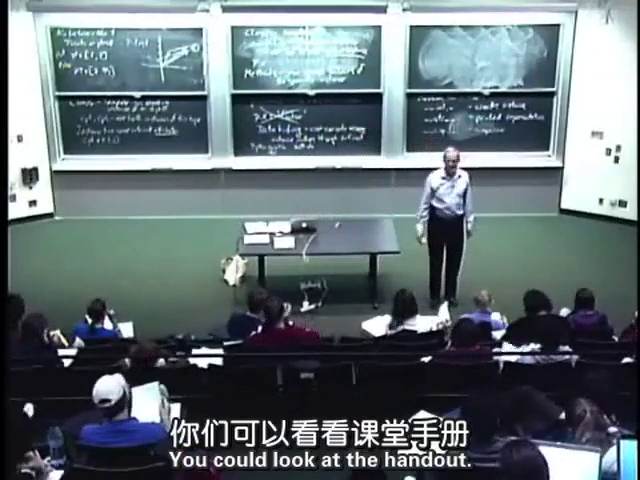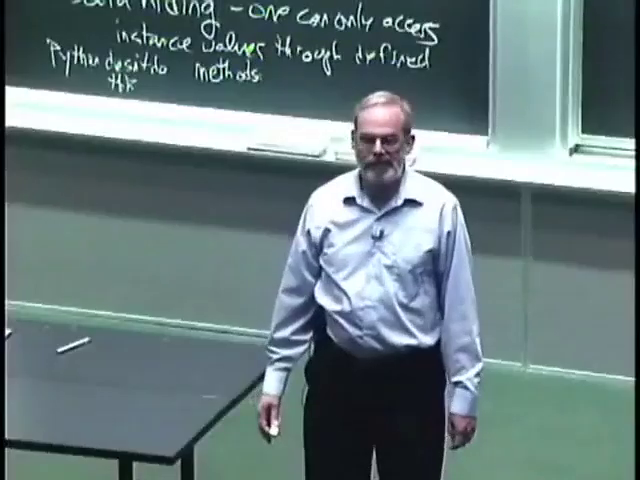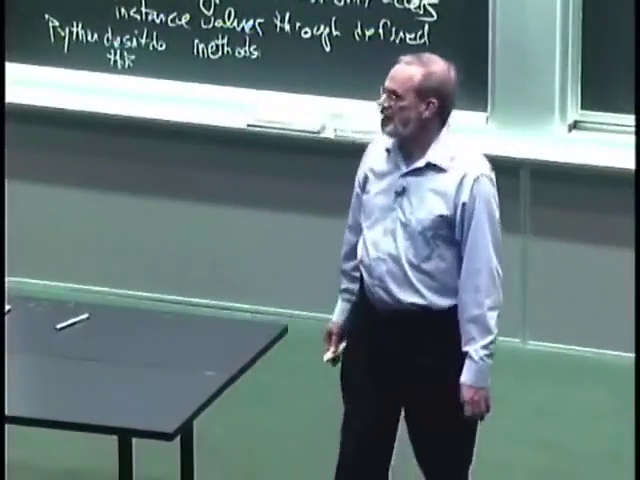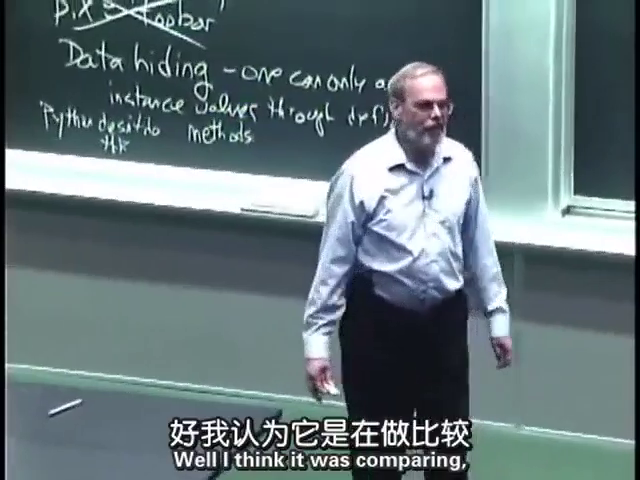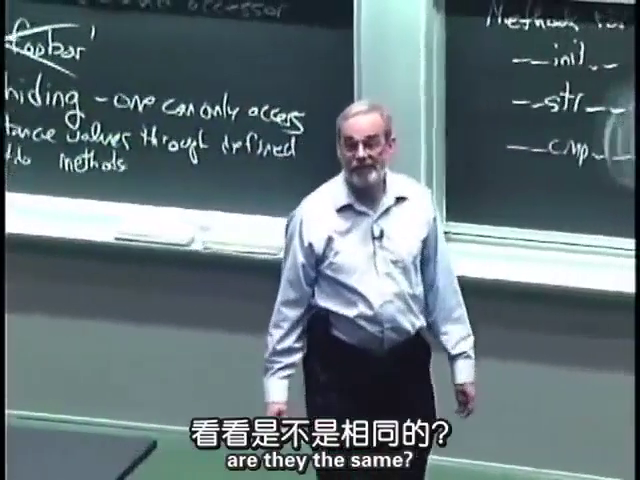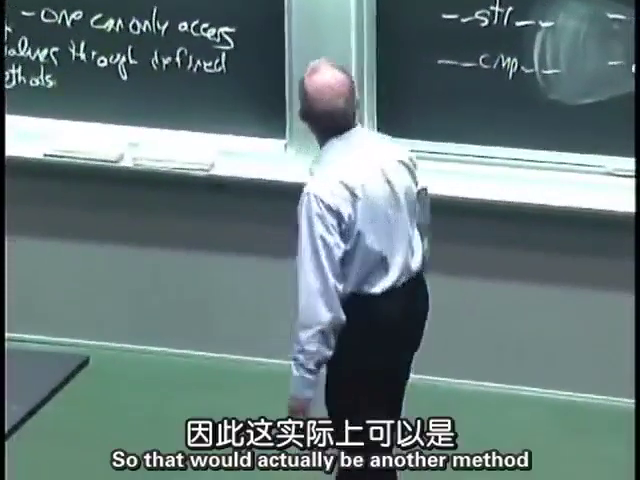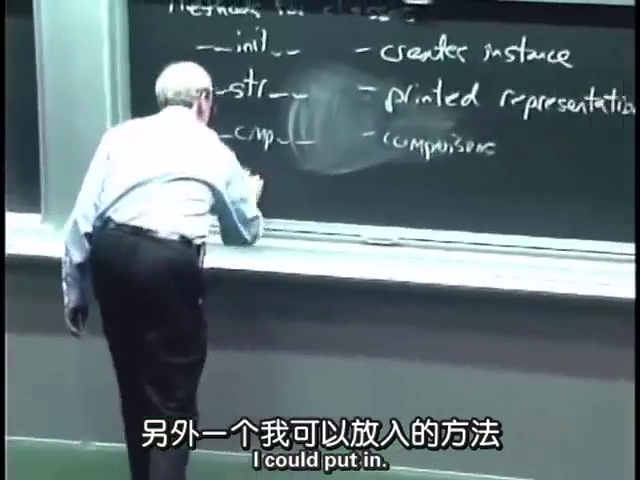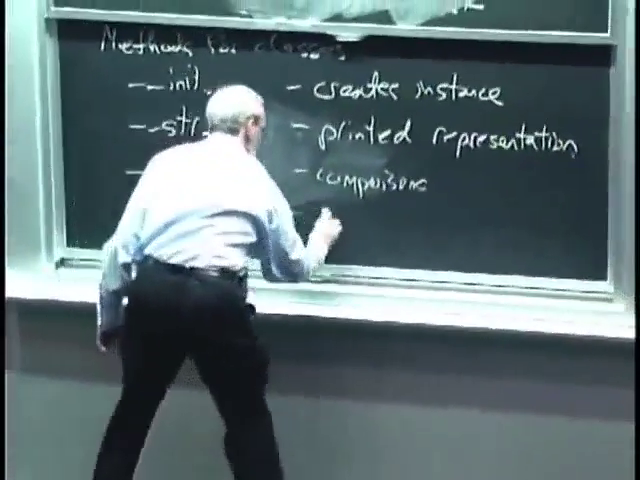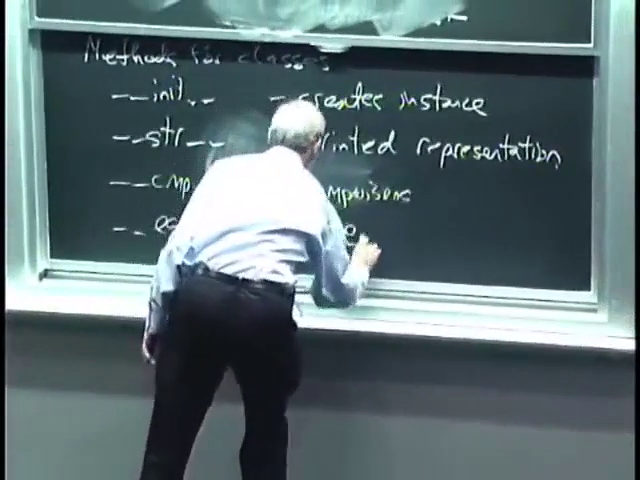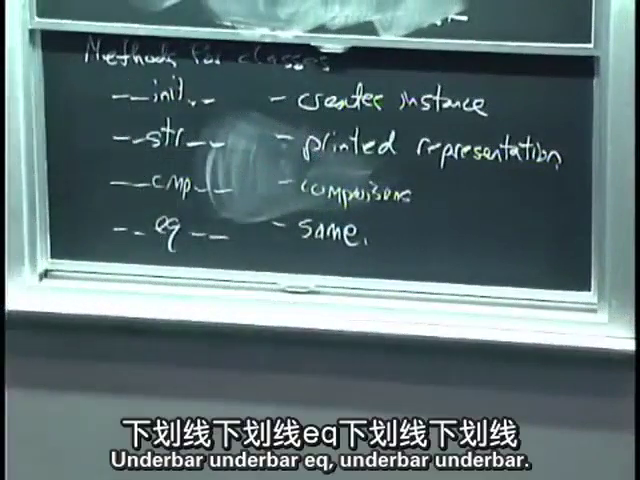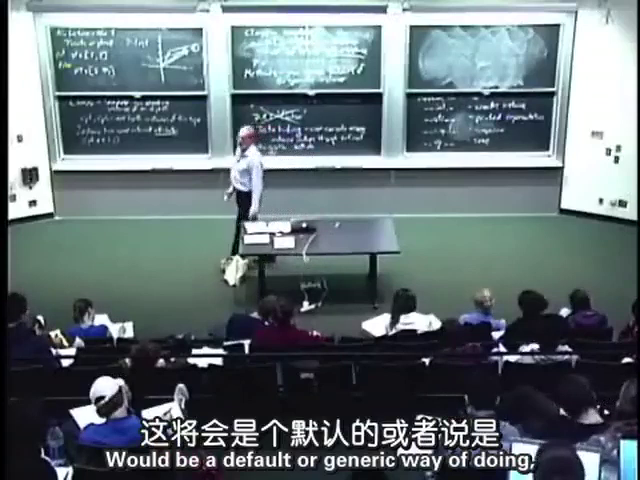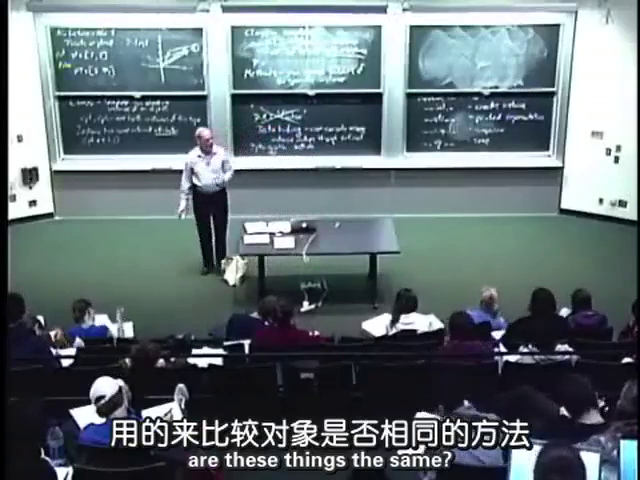If you could look at the handout. Well, I think it was comparing are they the same, right? So that would actually be another method I could put in. Underbar, underbar, EQ, underbar, underbar, would be a default or generic way of doing are these things the same.